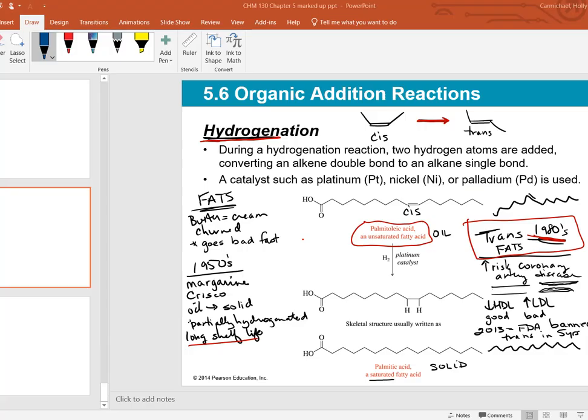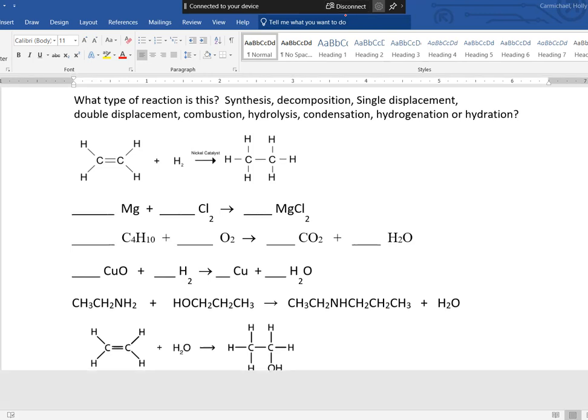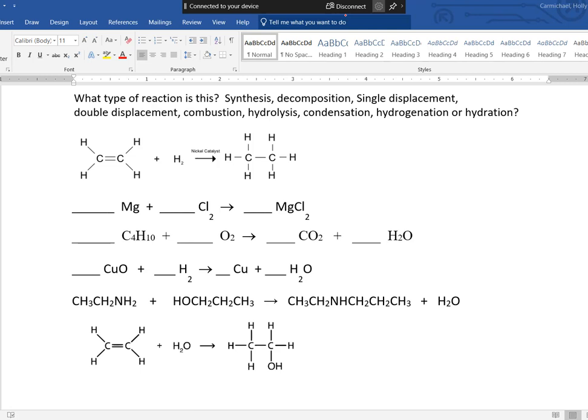Okay, so look at the one that we were doing. This. First example at the top. I know. Reconnect. It's like, hold on a minute. There. This is that handout. Back page of the handout that I gave you on Tuesday. So look at this. What kind of reaction is this? Synthesis, decomposition, single displacement, double displacement, combustion, hydrolysis, condensation, hydrogenation, or hydration. That's all of them.